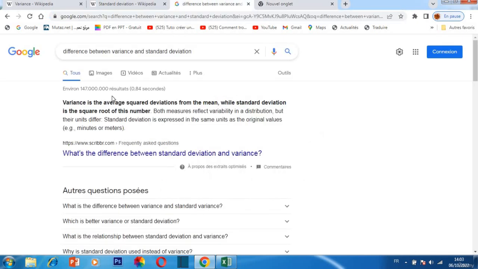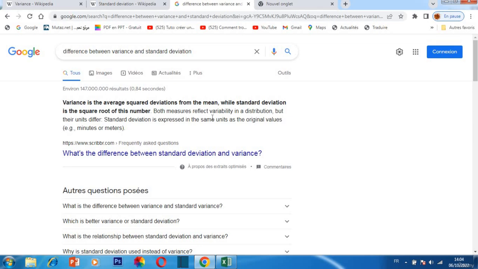The difference between variance and standard deviation, you can search it on Google. For instance, variance is the average squared deviations from the mean, which means we calculated it in squared, while standard deviation is the square root of this number. That's the difference in calculation. You can see it when we calculated the standard deviation of the height of the swimmers in the last videos.